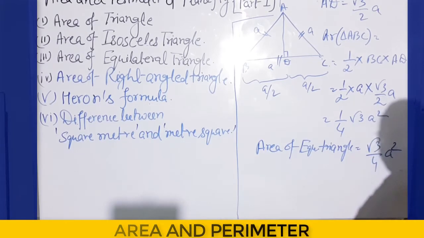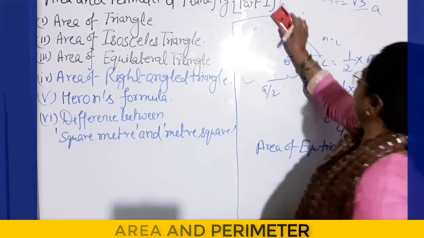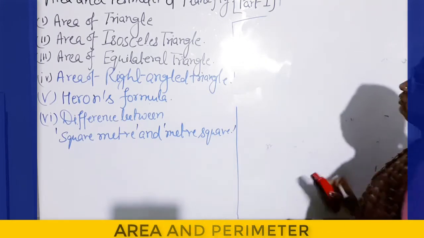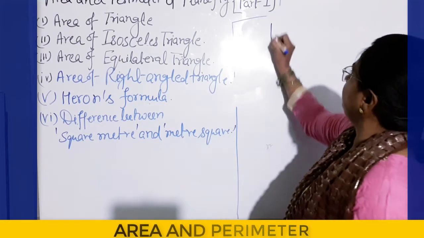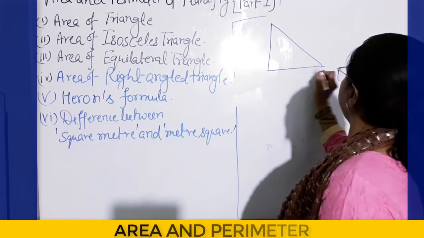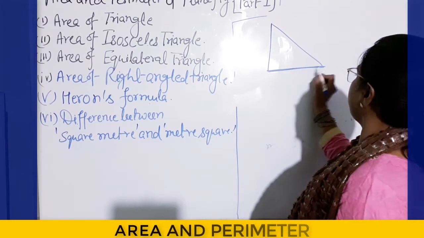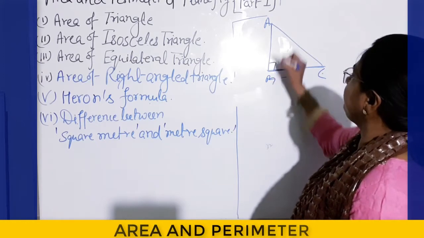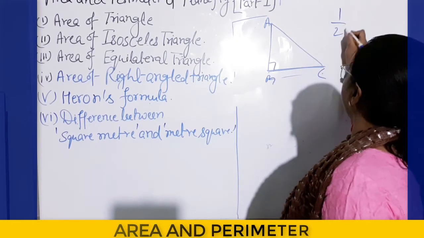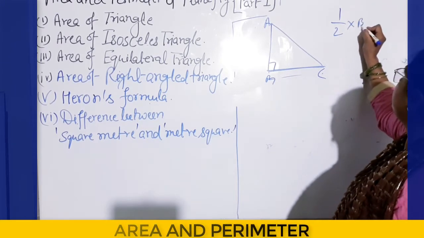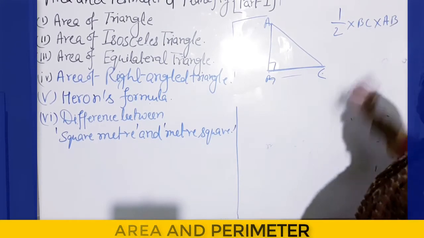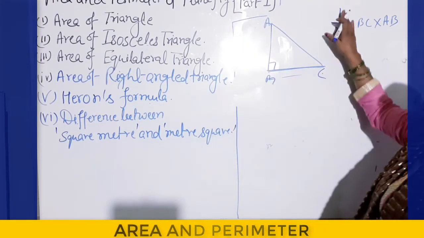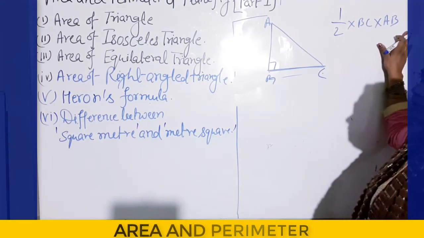Next, area of a right angle triangle, it is easy. The same formula we will use for the area of a right angle triangle. In this triangle, base is BC and height is AB. So half into base into height, that means half into BC into AB. Nothing to find out, they are already given perpendicular and base. So easily we can find out half into base into height.